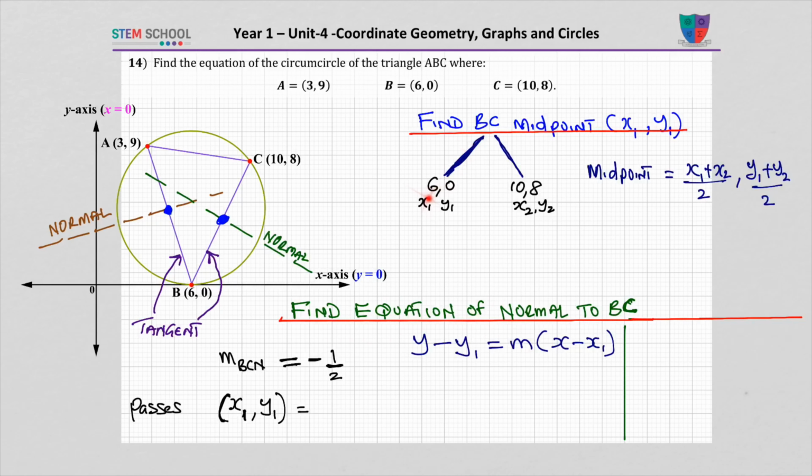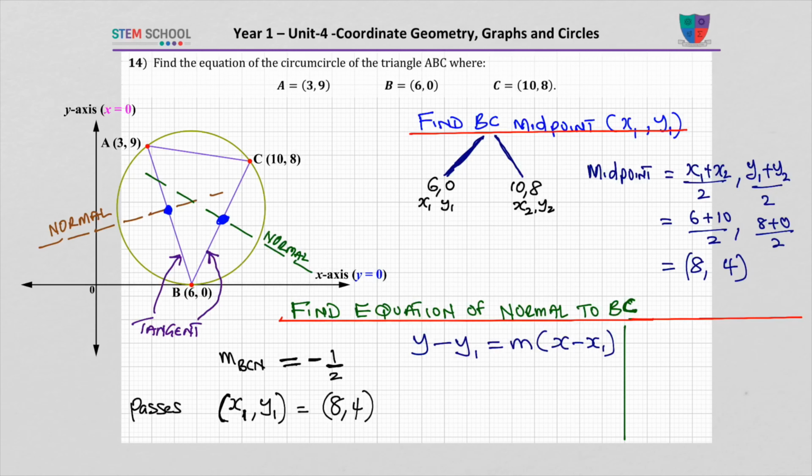The coordinates of BC are B is (6, 0) and C is (10, 8). This is x1, y1, x2, y2. To find the midpoint, we use (x1 plus x2) over 2, comma, (y1 plus y2) over 2. So the midpoint here will be 6 plus 10 over 2, and 0 plus 8 over 2. And that equals 16 over 2, which is 8, and 8 over 2, which is 4.